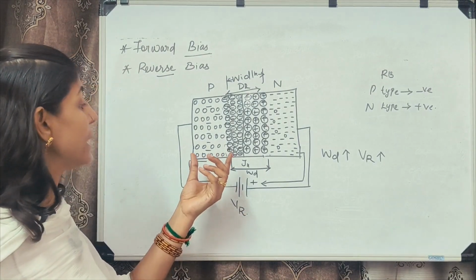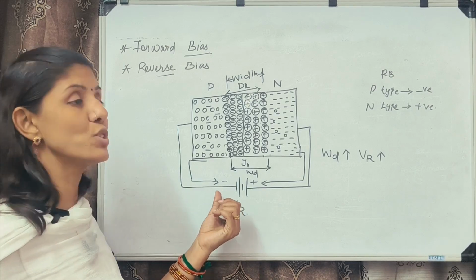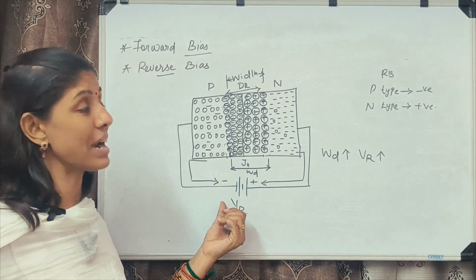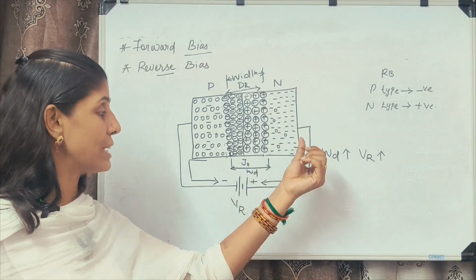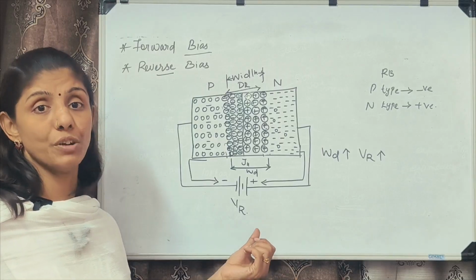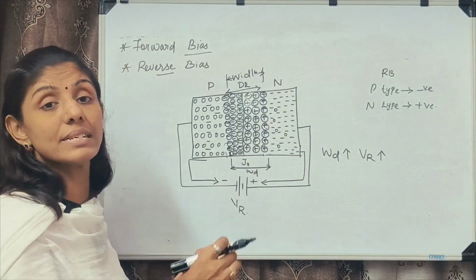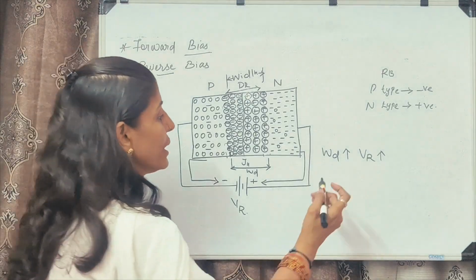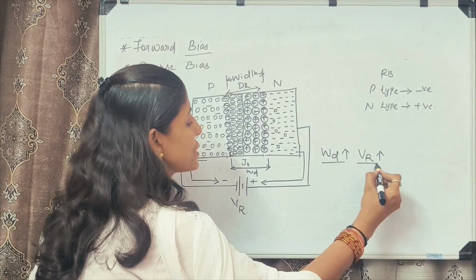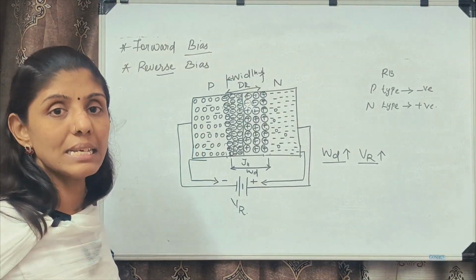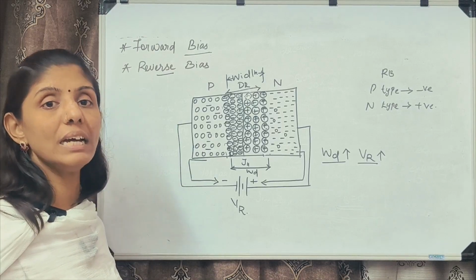Those many holes are getting absorbed by the negative terminal of the battery, and those many electrons will be absorbed by the positive terminal of the battery. So at that time, the depletion region width is increased. Here, the width of the depletion region increases because of the application of the reverse bias.